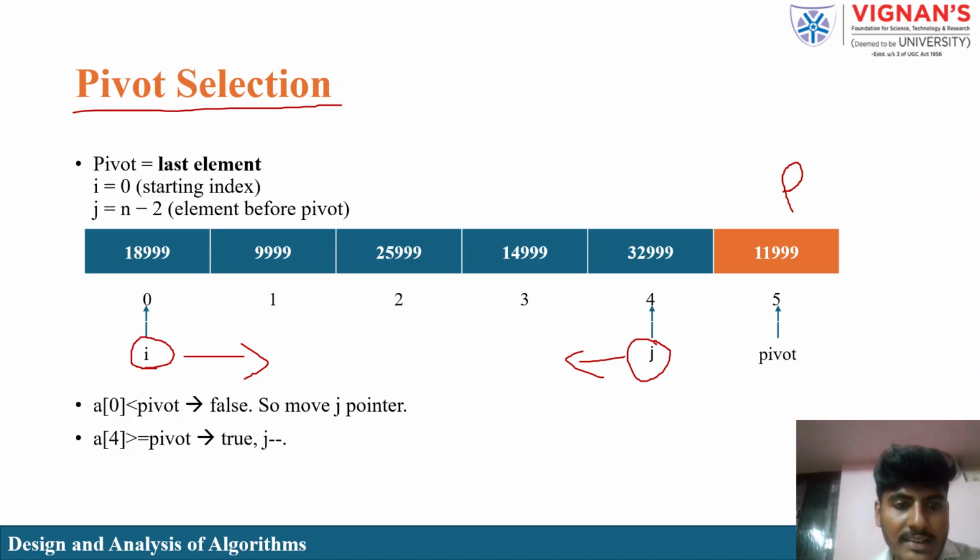Here check the first while condition. E of i is less than pivot. Here the condition is false, so the ith loop stops here. Now check the jth loop. E of j is greater than pivot. The condition is true, so we decrement the jth pointer to this. And again check. E of j is greater than pivot. The condition is true. Again decrease the jth pointer to this. And again check. E of j is greater than pivot, and again true. We decrease the jth pointer and check. The e of j is not greater than pivot. Here we stop the jth loop.